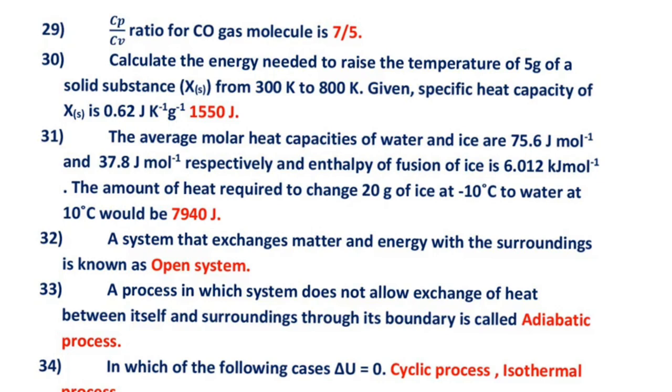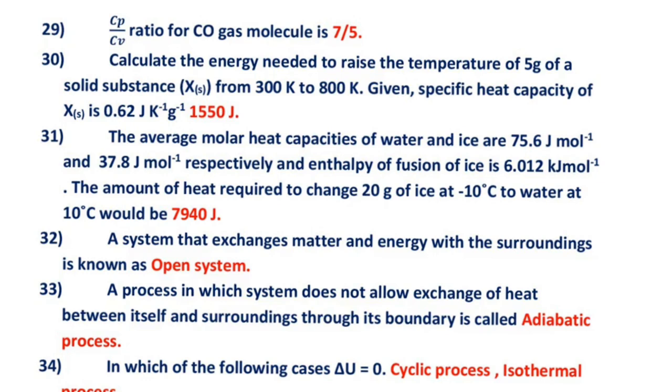7940 joule. A system that exchanges matter and energy with the surroundings is known as open system. A process in which system does not allow exchange of heat between itself and surroundings through its boundary is called adiabatic process. In which of the following cases delta U is equal to 0?